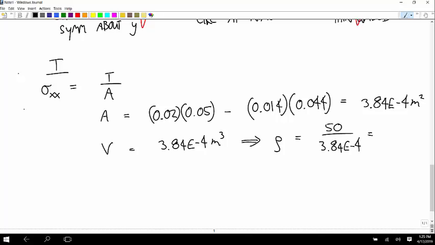What do you get for that? Times 10 to the 5th kilograms per meters cubed. Anyone have an idea of what the density of steel is? Steel is 7,000 kilograms per meters cubed. So this isn't a very realistic density.